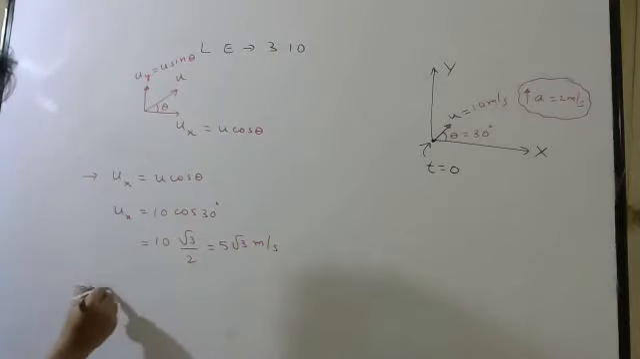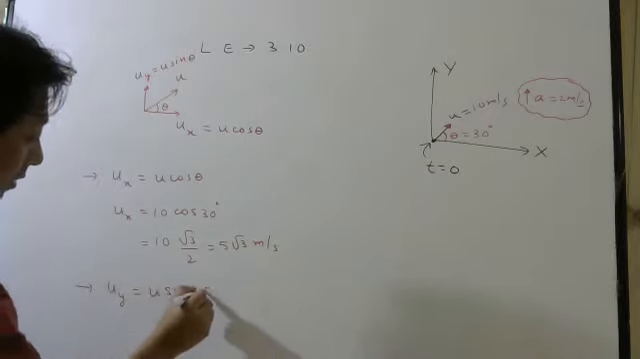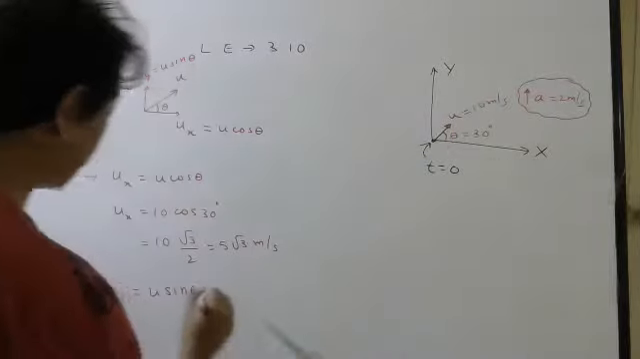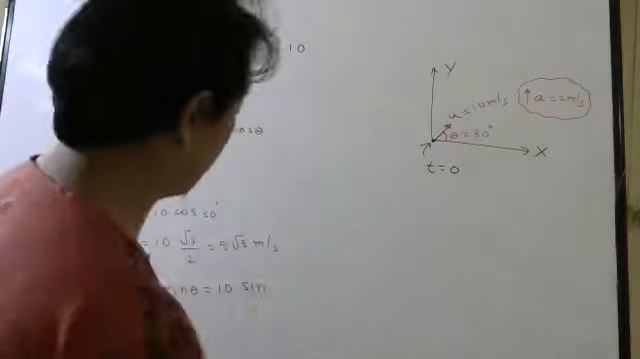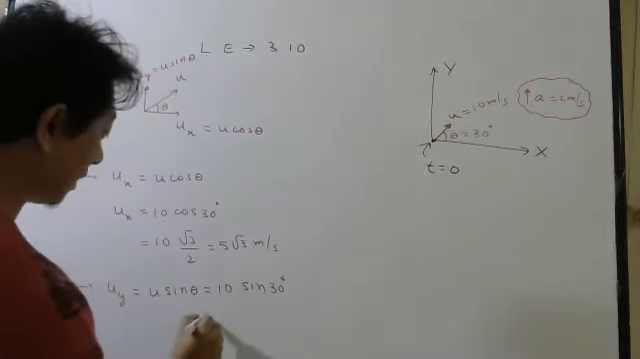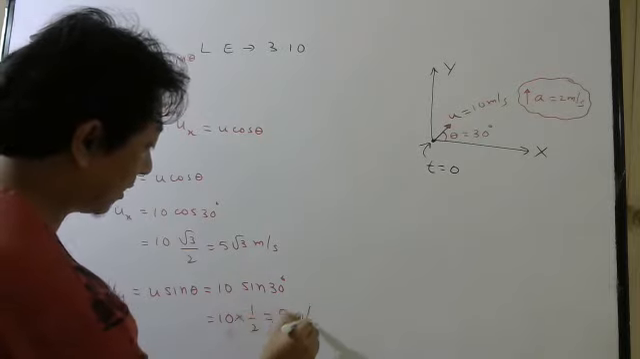Now let us find y component of initial velocity. U sin theta. U is how much? 10. Sin theta. Theta is how much? 30 degree. Sin 30 degree is half. So 5 meter per second.